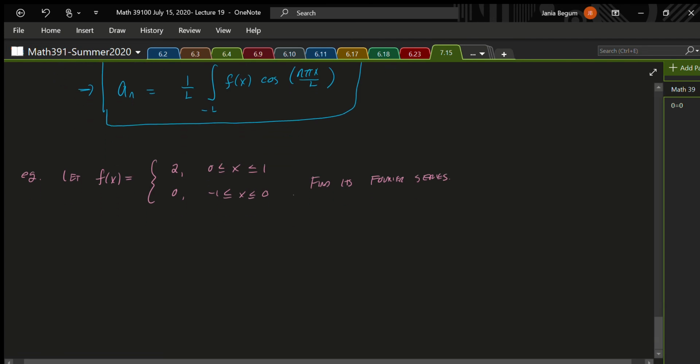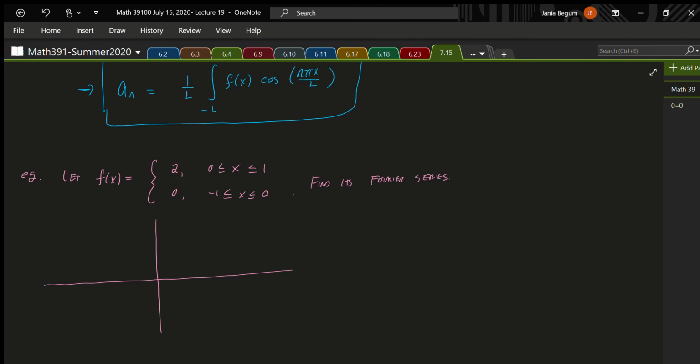Okay, so I'm going to go ahead and draw this function. And then we can extend it as an odd or even function. So it doesn't really say what kind of function, so we're just going to replicate the same function. So we have from -1 to 0, the function is 0. So we have right here the 0 function. And then from 0 to 1, you have the function 2. So it looks something like this.